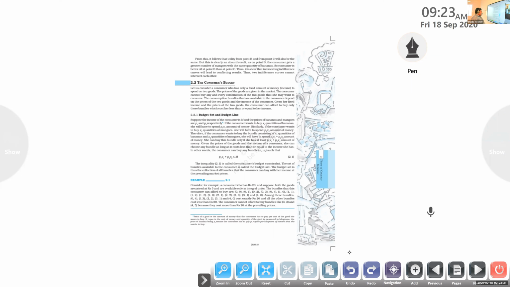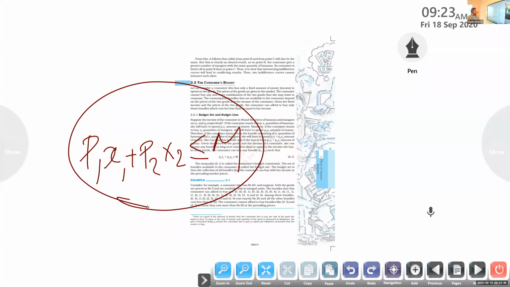Okay, so we already studied a particular equation here, that is P1 x1 plus P2 x2 less than or equal to M. So what is the meaning of this equation? Tom Lynn George, what is P1 here? P1. Number of products of X1.